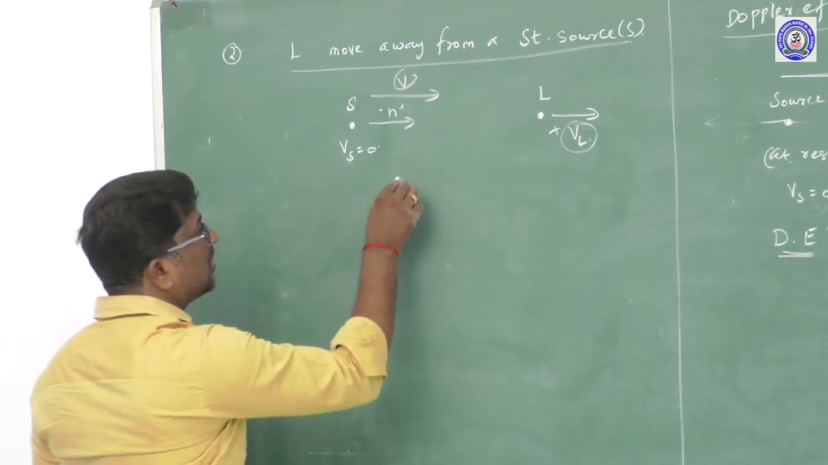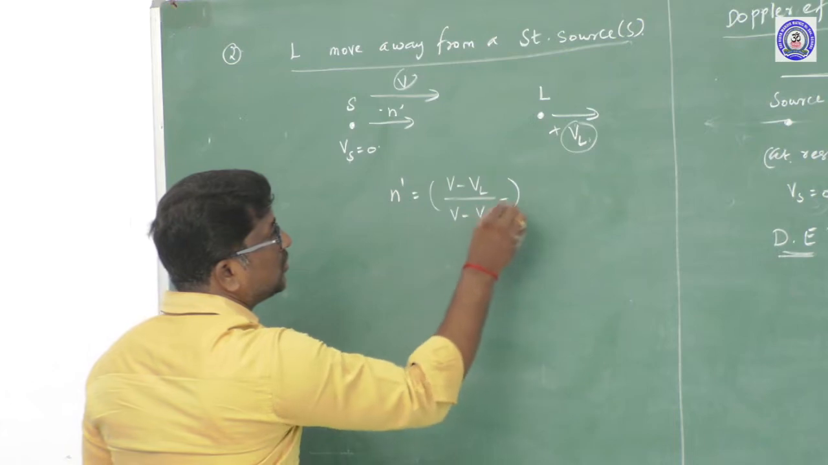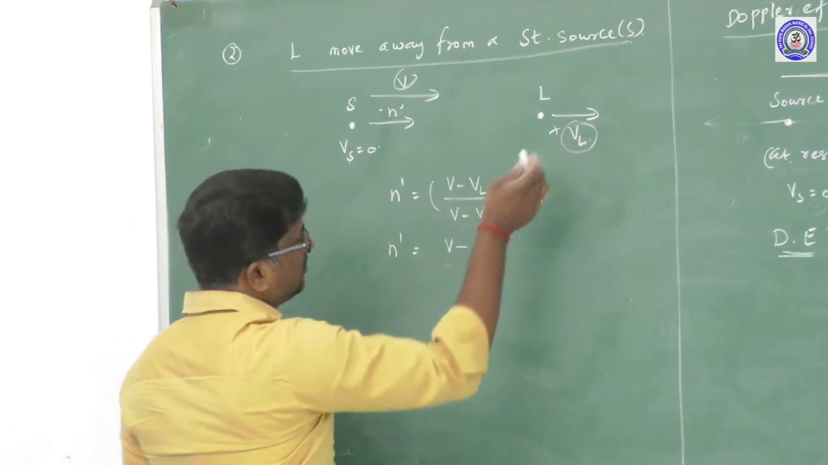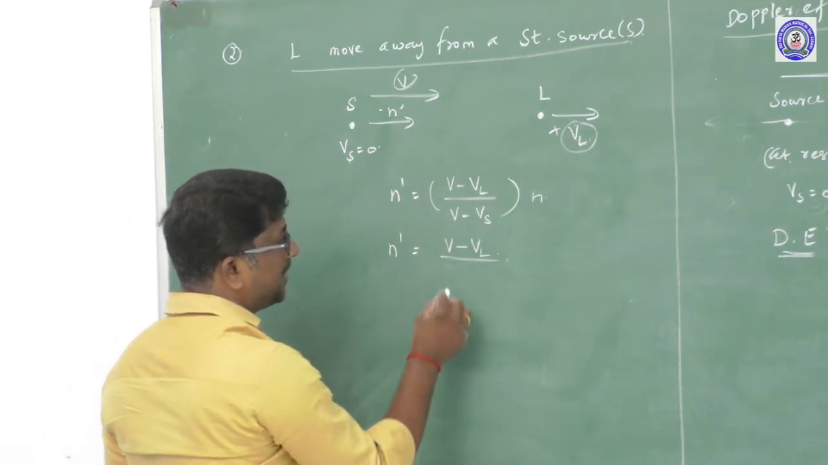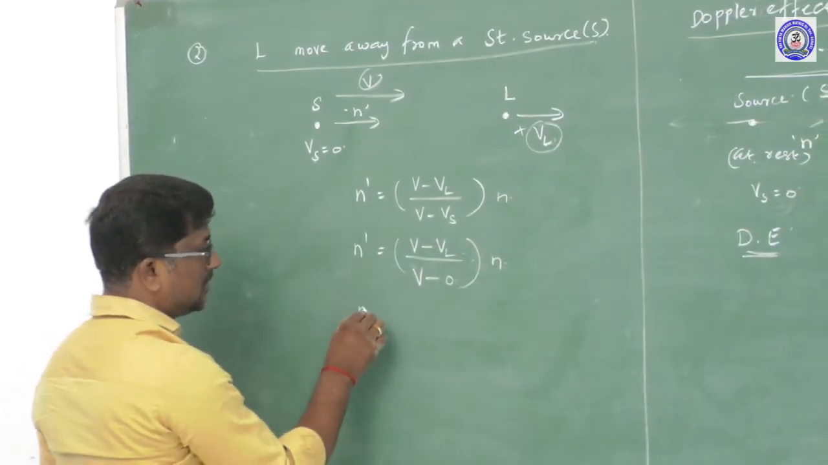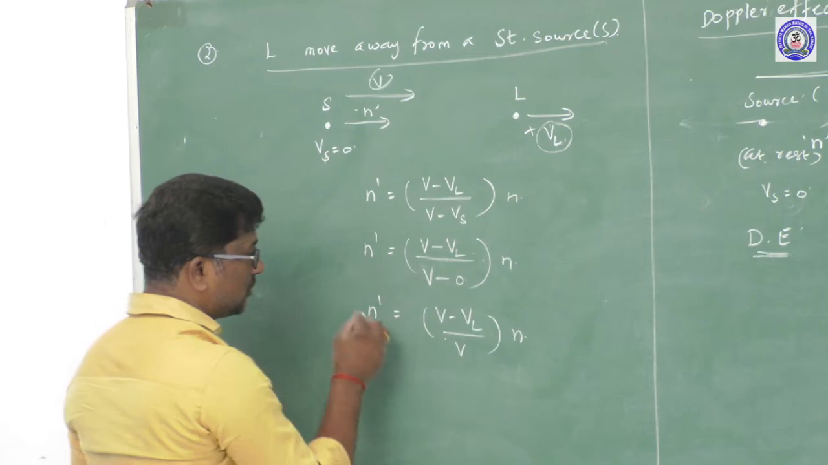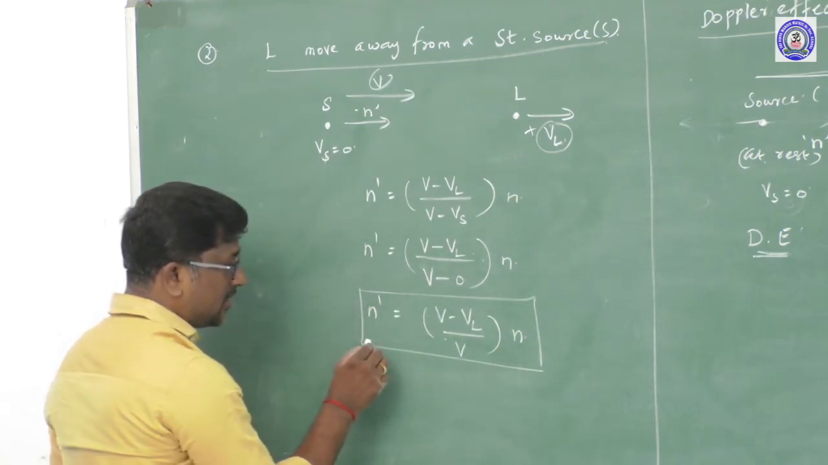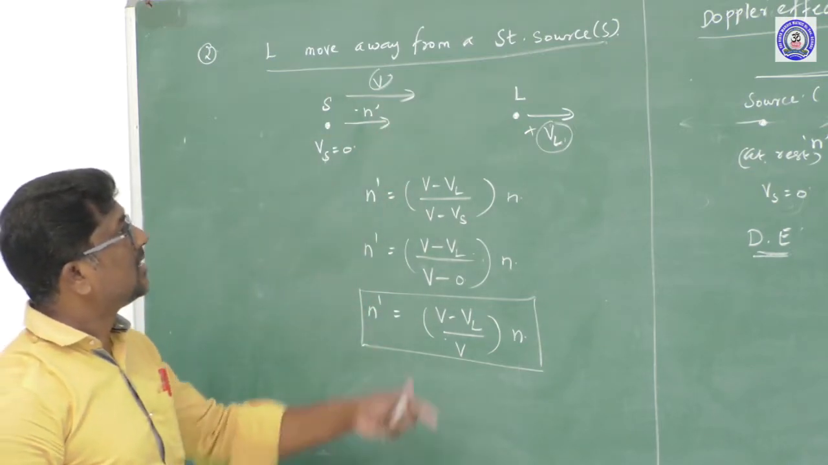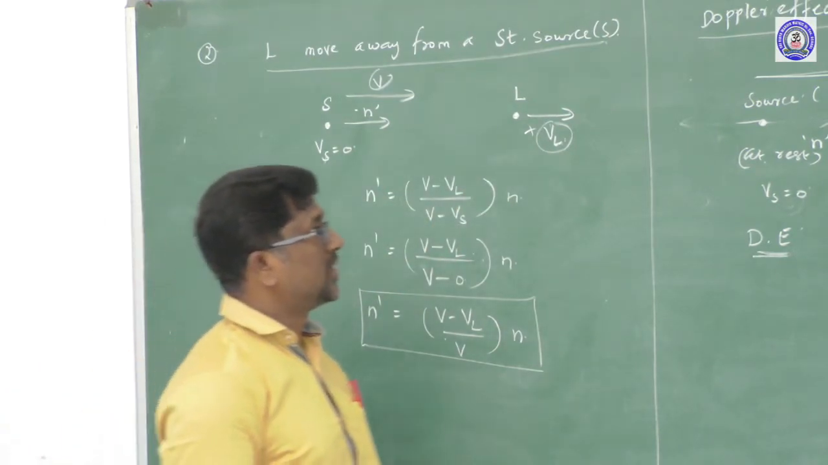Once again, the main formula: n prime equals (V minus VL) divided by (V minus Vs) into n. VL is positive, and Vs is 0, so n prime equals (V minus VL) divided by V into n. This equation gives the apparent frequency of the sound wave heard by the listener moving away from the stationary source. So this is the second case.